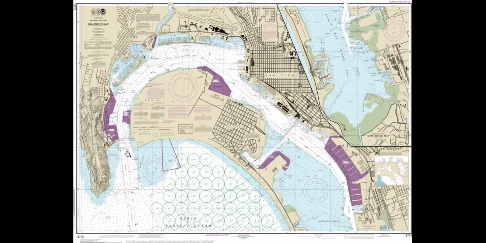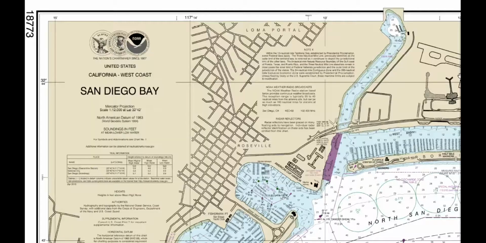I can clearly see the path of the channel into and out of the harbor. And knowing the area a little bit, I know that these are the naval piers here and the carrier piers. But now let's zoom in and start looking at this chart a little bit closer.